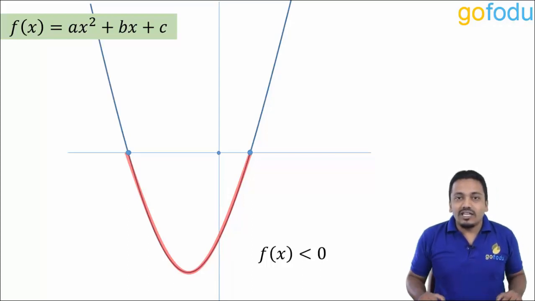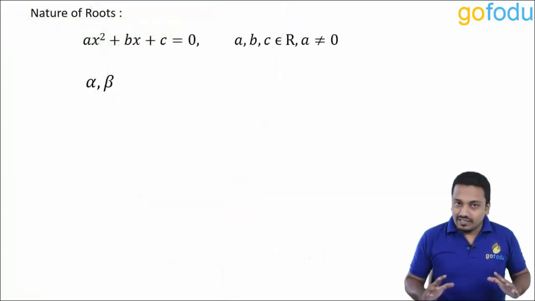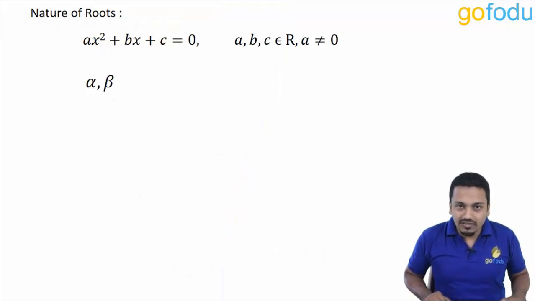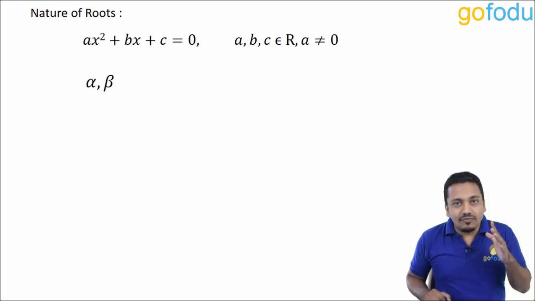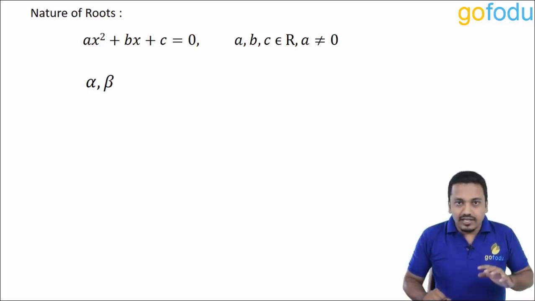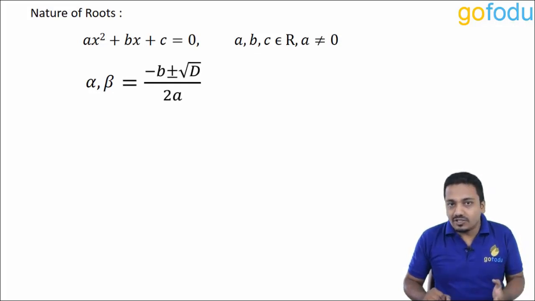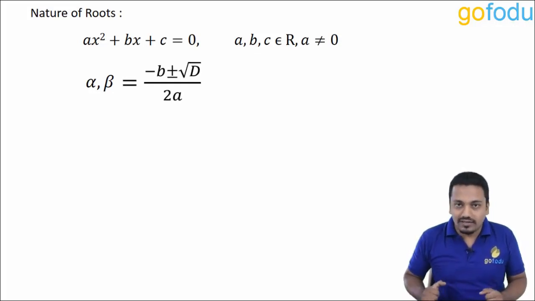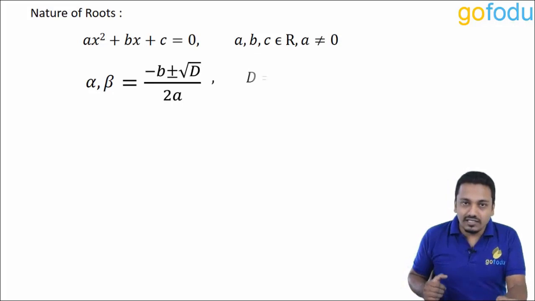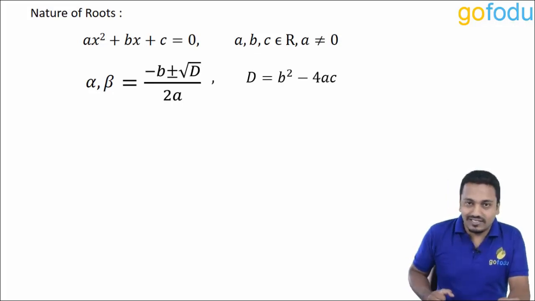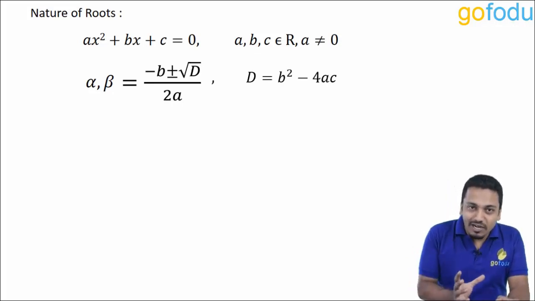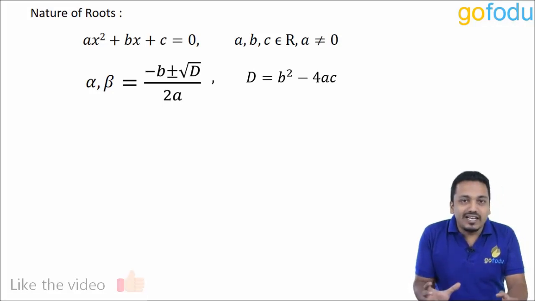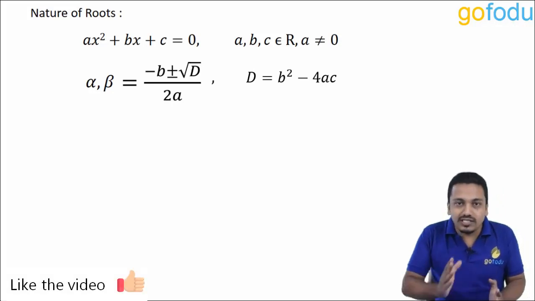Now let's talk about nature of roots. This is general form of quadratic equation whose roots are alpha and beta. Alpha and beta are values of x at which the equation becomes 0, right? They are given by minus b plus minus root d upon 2a, where d is the discriminant, given by b square minus 4ac.